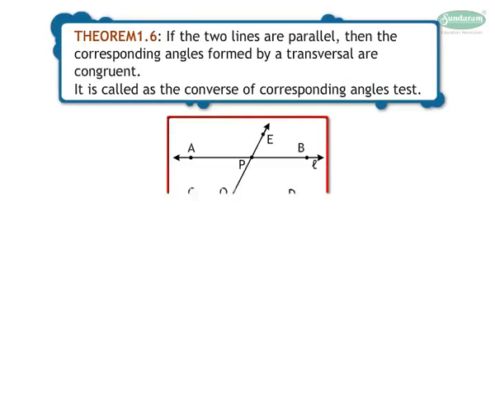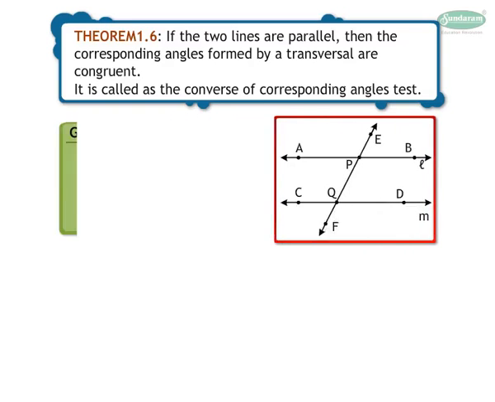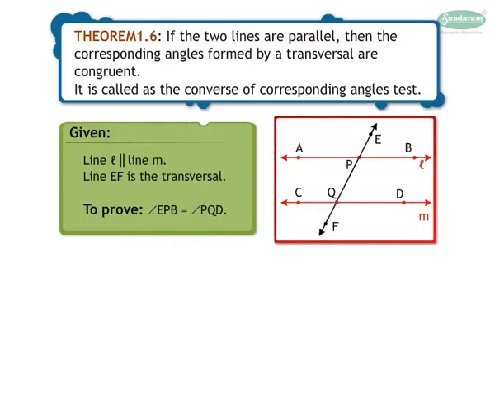Theorem 1.6. If two lines are parallel, then the corresponding angles formed by a transversal are congruent. It is called the converse of the corresponding angles test. It is given that line L is parallel to line M. Line EF is the transversal. We have to prove that angle EPB is equal to angle PQD.